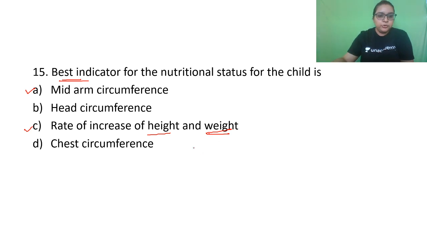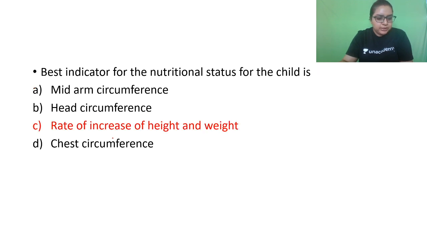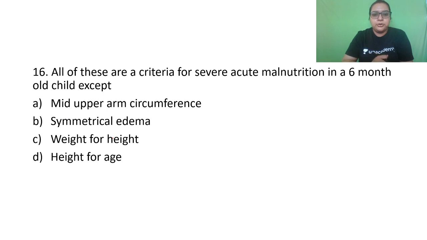Most of you have marked it absolutely correct. But for those who couldn't get it correct, please don't get confused. C is the answer over here: rate of increase of height and weight. Is that clear, all of you? Isn't it interesting? Practicing MCQs is like practicing sums, what we used to do till our 12th standard, right?